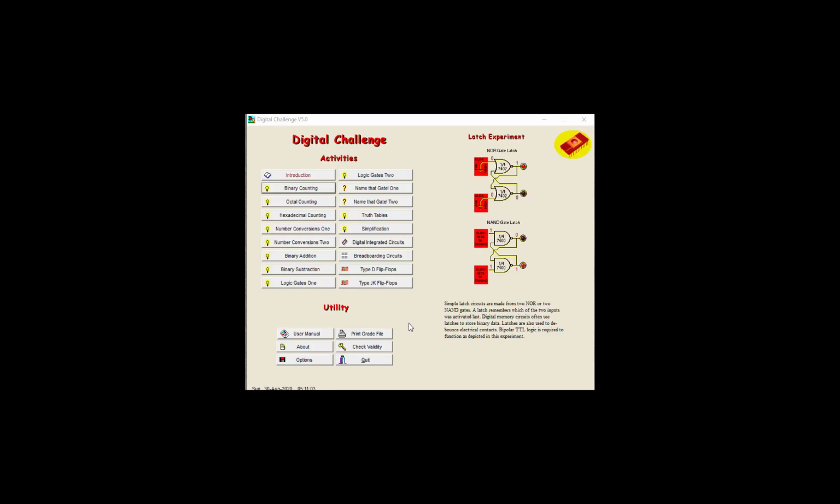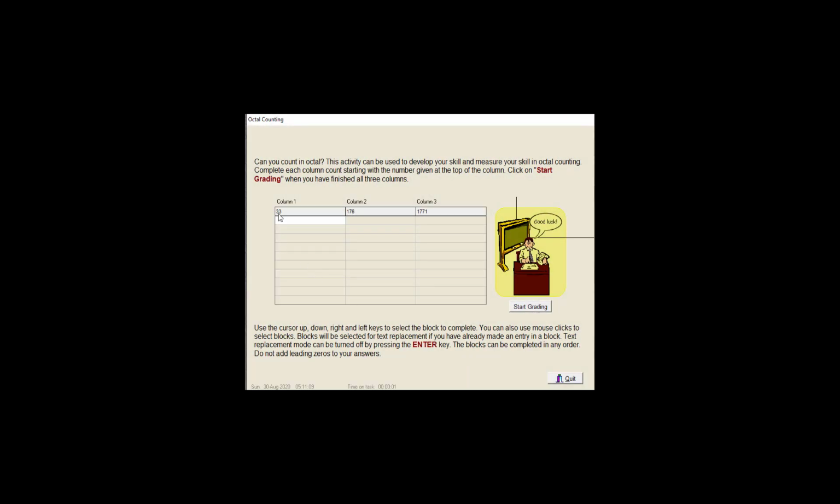Here I'm going to give you a sample of octal counting challenge. So we have 3, 3, so the next one's going to be what? 3, 4, 3, 5, 3, 6, 3, 7, and the next one's going to be what? 4, 0, 4, 1. So once we get to 7, we need to move that digit. So we have 1, 7, 6, so we're going to have 1, 7, 7, and then we're going to have 2, 0, 0.